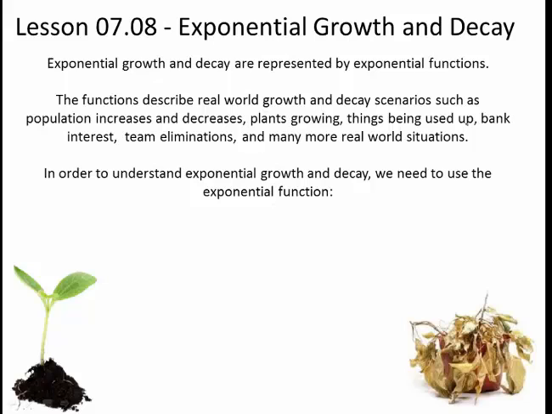In order to understand exponential growth and decay, we need to use the exponential function, and there are two forms of the exponential function. We have y is equal to a times b to the power of x, and a variation, y is equal to c times 1 plus r to the t.